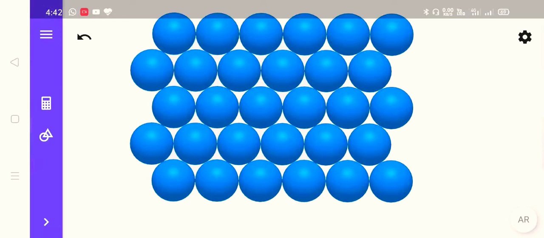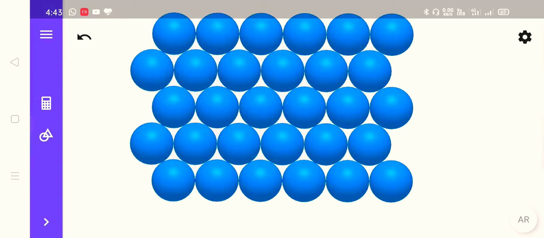Now the second possibility for 2-dimensional arrangement is the second row may be placed above the first row in a staggered manner such that its spheres fit in the depressions of the first row. That means when two spheres are in touch with each other, they will create some space between them. So we will arrange second row spheres in this space.